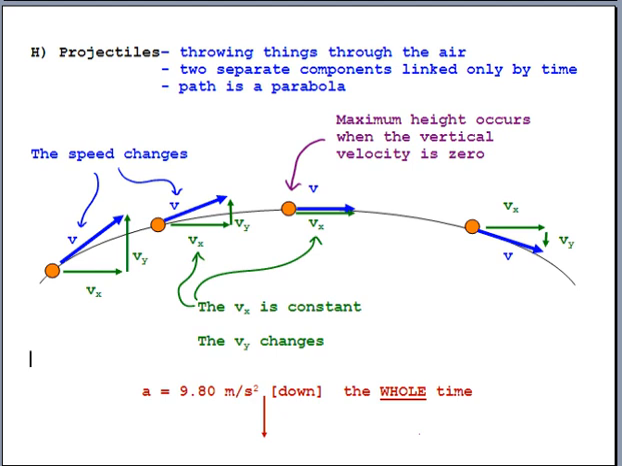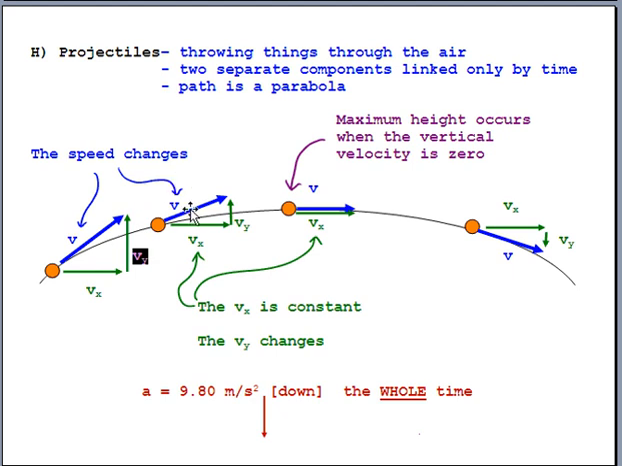And as it does that, there are some interesting changes that happen to the velocity along the way. So the velocity is actually that blue vector. And you can see that at the beginning, it's going up and to the right. I've then taken that blue vector and said, okay, look, there's the velocity at that moment. Well, how fast is it going sideways? That's the Vx. And then how fast is it going up?